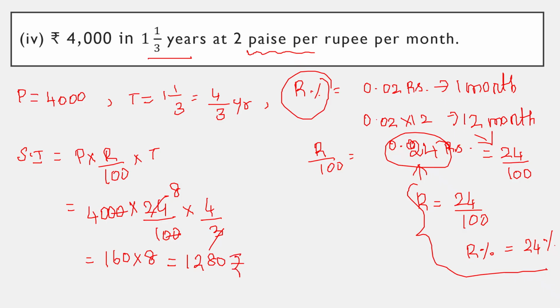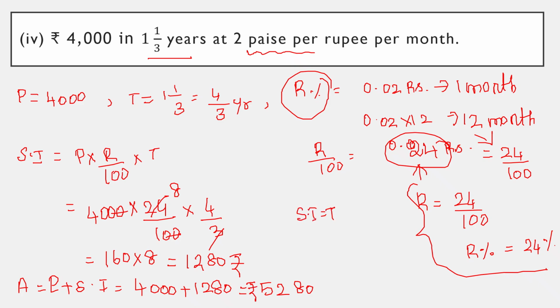Still we need to find the amount, right? Amount equal to P plus SI. The principal is 4000 and the interest is 1280. So the amount is 5280 rupees. So what is the answer for this problem? Simple interest is rupees 1280 and amount is rupees 5280. So this is the answer for this problem.